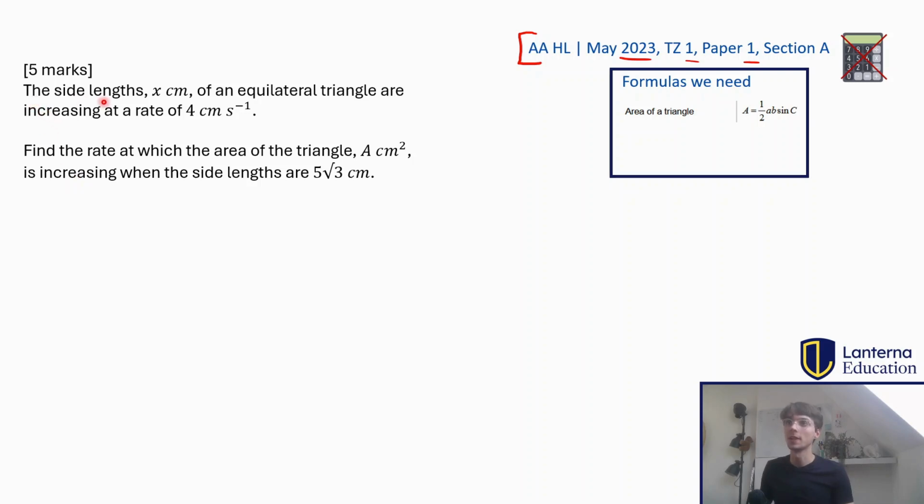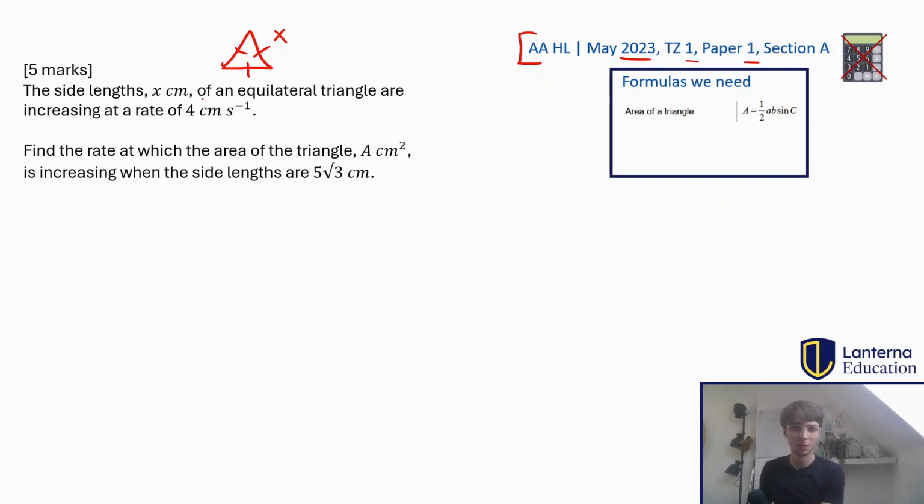So we have the side lengths x of an equilateral triangle. Quick reminder, what is an equilateral triangle? You should know what that means, just like isosceles. Well, that would be a triangle where all the sides are the same length, right? So we put a little line to indicate that they're all the same length, and those are all the length x. So all those sides are length x centimeters. It is increasing at a rate of 4 centimeters per second.